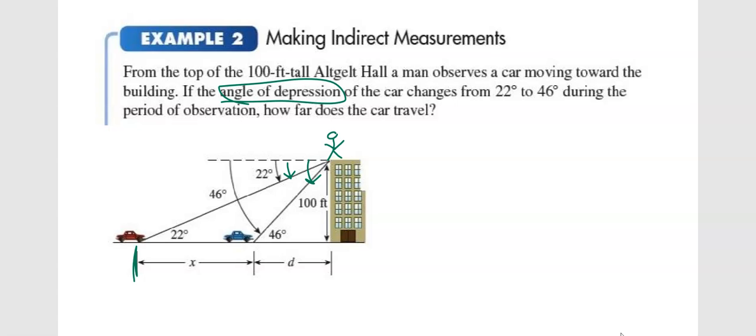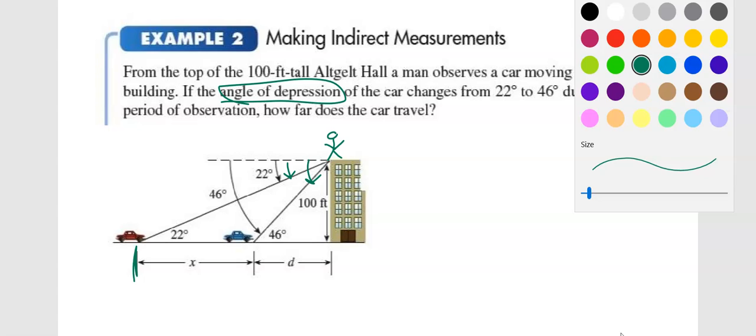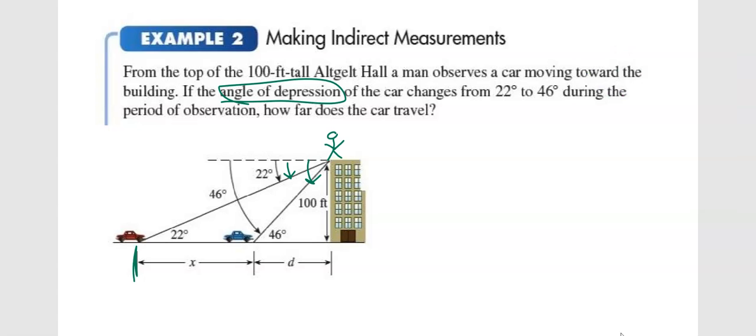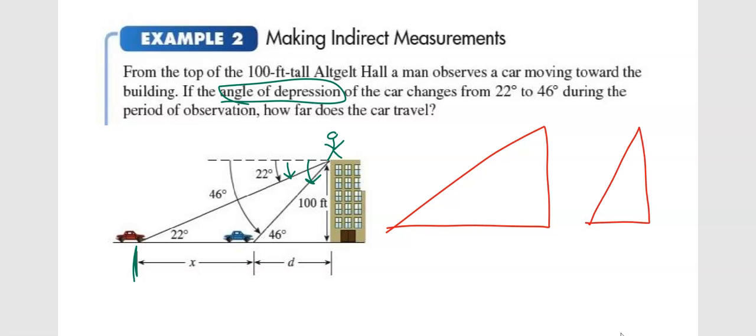So using that whole alternate interior angle strategy, we come up with these right triangles. I want you to focus on the big one, and then inside of that big one is another one, right? This one's 22, and this one's 46. Of course, the height of the building, 100 feet, is not changing on either one of the triangles. And then this is D, and this is X plus D.